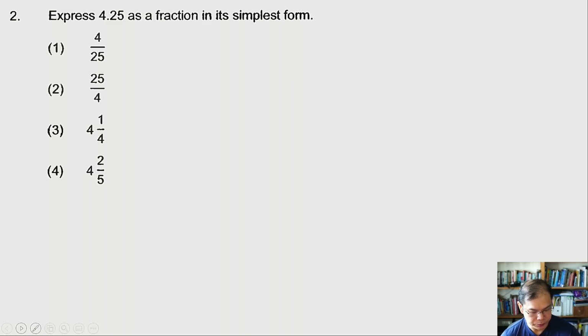Number 2. Express 4.25 as a fraction in its simplest form. So 4.25 is 4 wholes and 25 hundredths. Right? So this is not the simplest form. 25 out of 100, the fractional part, I can simplify it further.